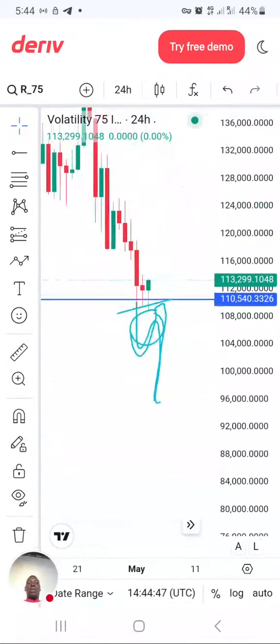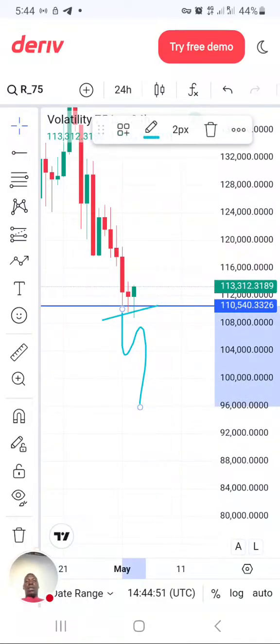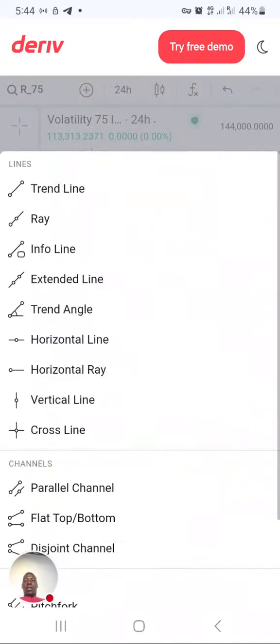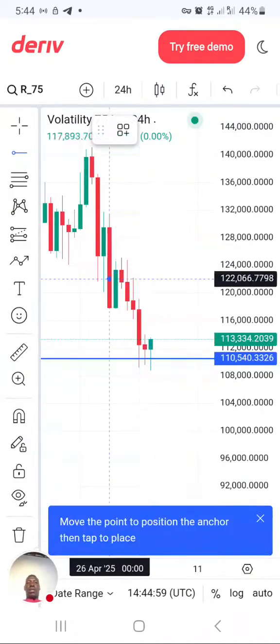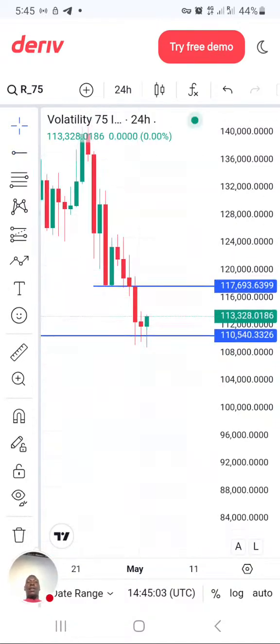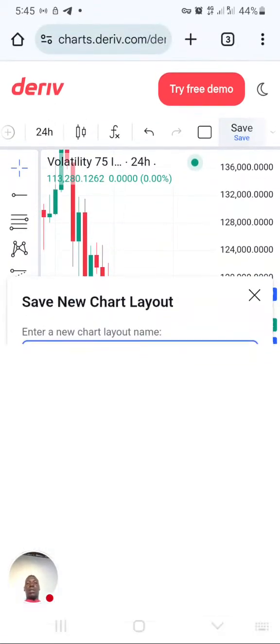So we have here this area. Let me clean the chart. It's too right. So we have our resistance here, where we're expecting that the market can come, and then we go back down. Are you getting the point?